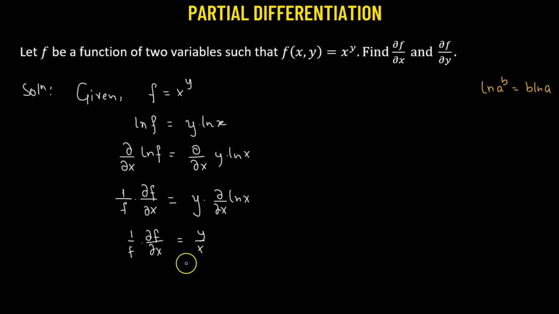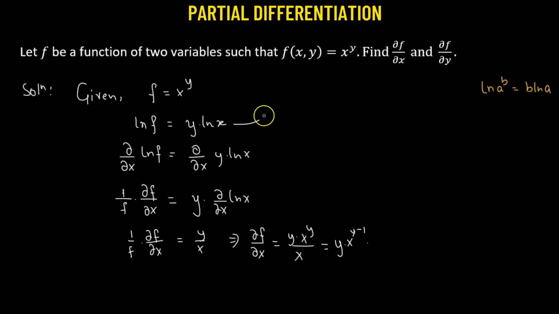Now, that means let's multiply throughout with f. So we have partial with respect to x of f equals y times f. So f here is x raised to the power of y divided by x. And if we take the x from the denominator to the numerator and combine it with the numerator, we have y times x raised to the power of y minus 1. So this is the value of the partial derivative of f with respect to x.